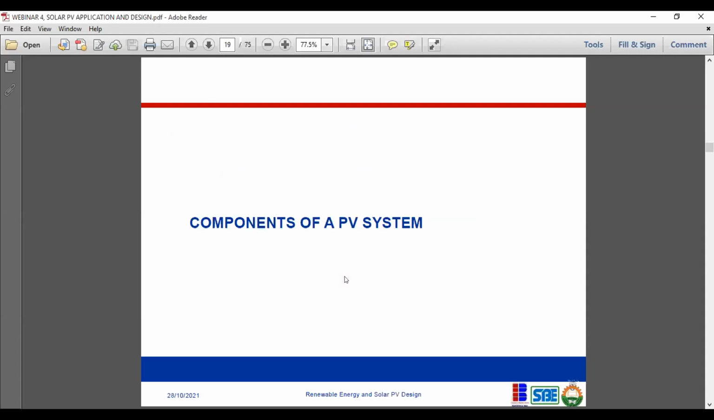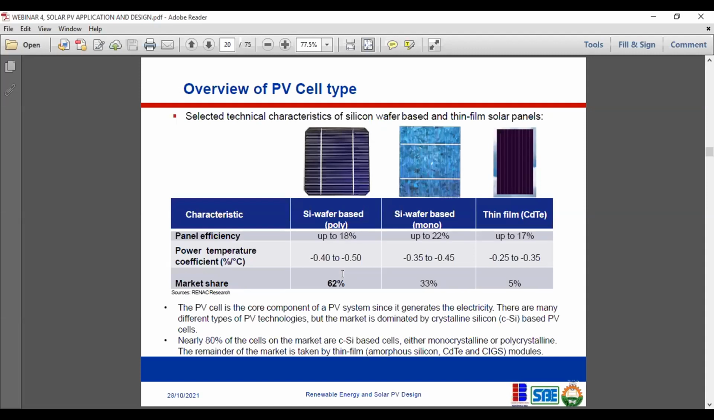So let's also talk about the components of a PV system. From the primary component, which is the solar cell, this is a picture of a selected technical characteristic of silicon wafer-based and thin film solar panels. Now, if you look at the screen, you're going to see 3 sets of solar panels. In this PowerPoint presentation, I had removed this slide because there has been some advancement in solar technology, and we are bringing in somebody to come and update us on that.